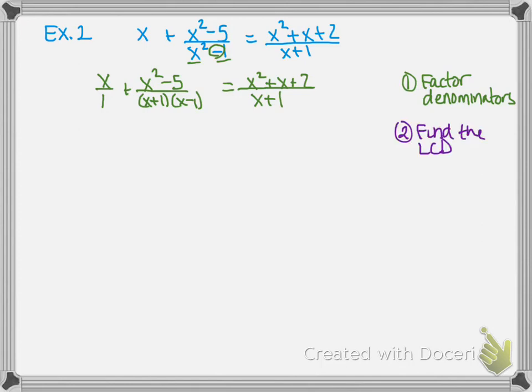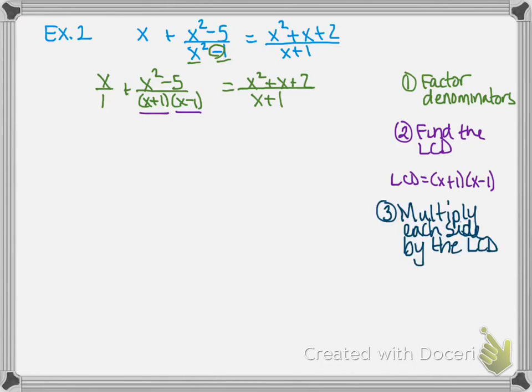Let's find our least common denominator. Okay, so we see a 1, an x plus 1, and an x minus 1, and another x plus 1. We need to take each factor, and so our LCD will be formed by doing the product of x plus 1 times x minus 1. Let's multiply each side of the equation by the LCD, and we can go ahead and distribute as well.